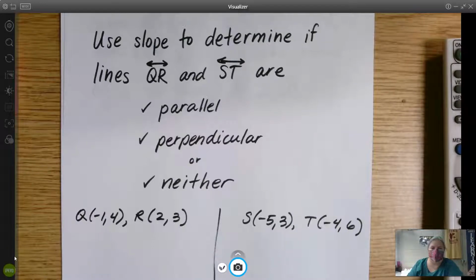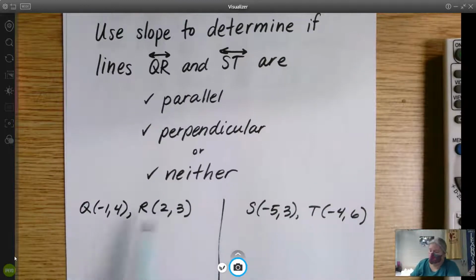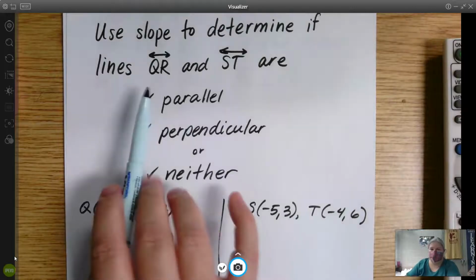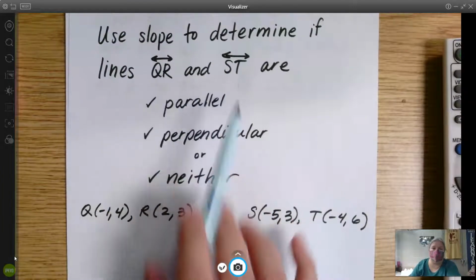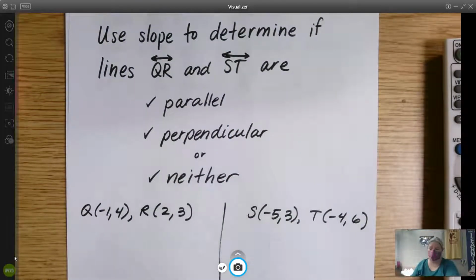Hi there, geometers. I am making this video to remind you of something you very likely learned in Algebra 1, or whatever you called it in maybe 7th, 8th, 9th grade math, but that you might need to use in our course. This is finding out whether two lines, where I'm just given 2 points for each, there's a line that goes through these 2 points, and a line that goes through these 2 points, and we're determining whether those two lines are parallel, perpendicular, or neither.